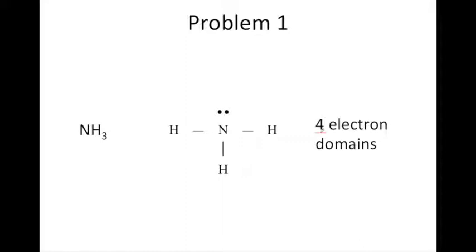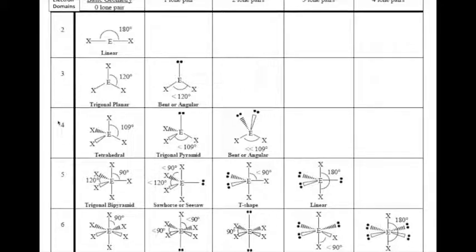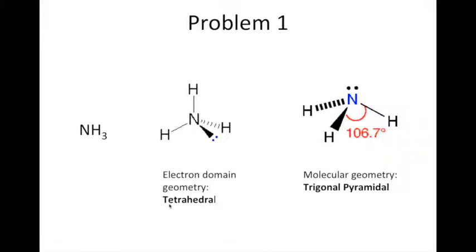Then we need to look at our table, where we see 4 electron domains. If we have 4 electron domains, then our electron domain geometry is tetrahedral. We count all of those as if they were bonds, essentially. So with ammonia, 1, 2, 3, 4 electron domains, it's going to be a tetrahedral electron domain geometry. However, ammonia has 3 bonds and 1 lone pair, so its molecular geometry would be trigonal pyramidal, as you can see here. So ammonia's electron domain geometry is tetrahedral, and its molecular geometry is trigonal pyramidal.